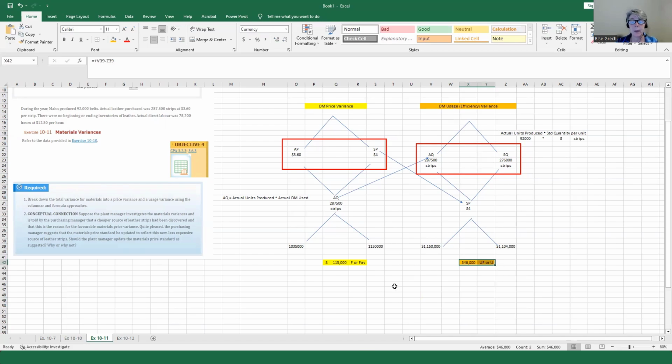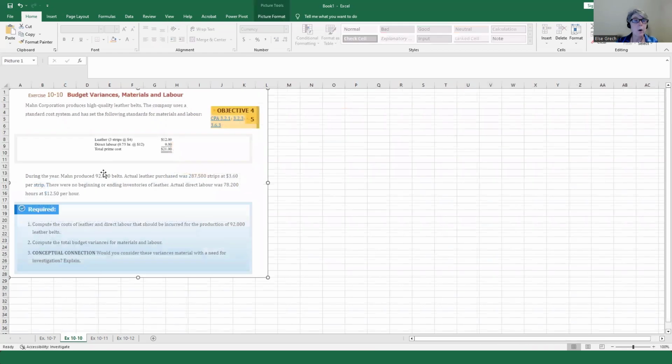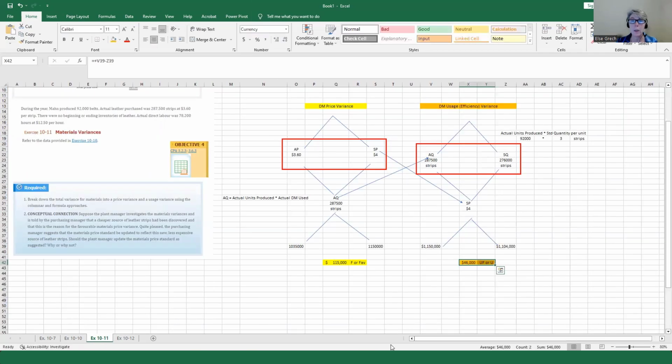Now, just remember, we're going back to this question and they wanted the total variance. Can we calculate the total variance from the information that we did? And the answer is yes, we can. The total direct material variance is equal to the direct material price variance plus the direct material usage, also called efficiency variance. So all we need to do is add these two things together. Now, if one is unfavorable and one is favorable, we subtract them.